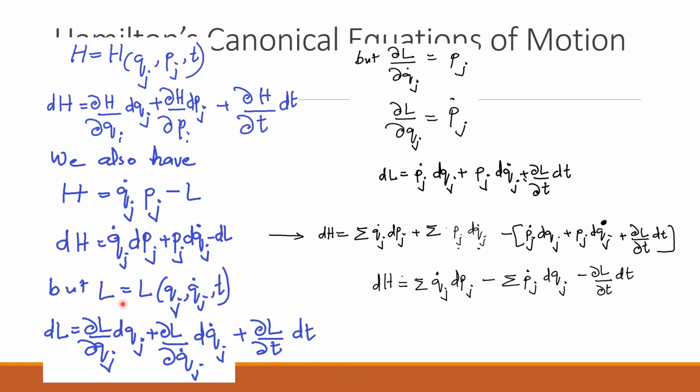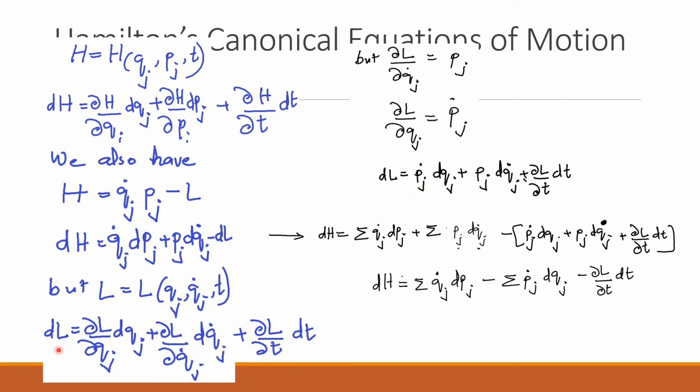But you know, the Lagrangian L can be written as a function of coordinate, velocity, and time. So L is L of Qj, Qj dot, t. Here also we are applying partial differentiation. So dL is equal to dou L by dou Qj dQj plus dou L by dou Qj dot dQj dot plus dou L by dou t dt. But we know that dou L by dou Qj dot is momentum Pj, and dou L by dou Qj is equal to P dot. Substitute these two terms in the above equation.